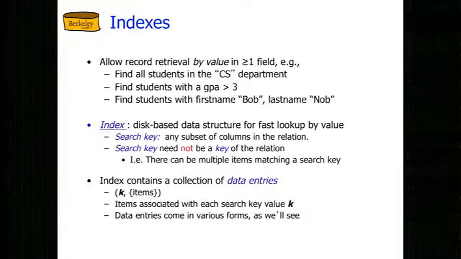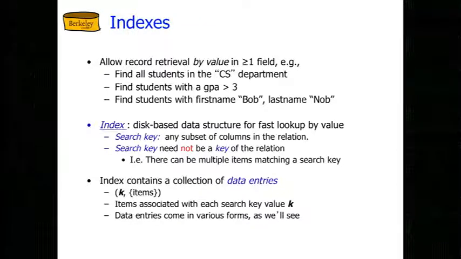What is an index? It's a data structure, in our case, on a disk. So it's a disk-based data structure, or a paginated data structure, if you like. It's broken into pages, that allows record retrieval by value in one or more fields. For example, you might have an index that lets you answer questions like find all students in the CS department. That would be an index on the major column of the table. You might say find all students with a GPA greater than 3. That would be an index on the GPA column.